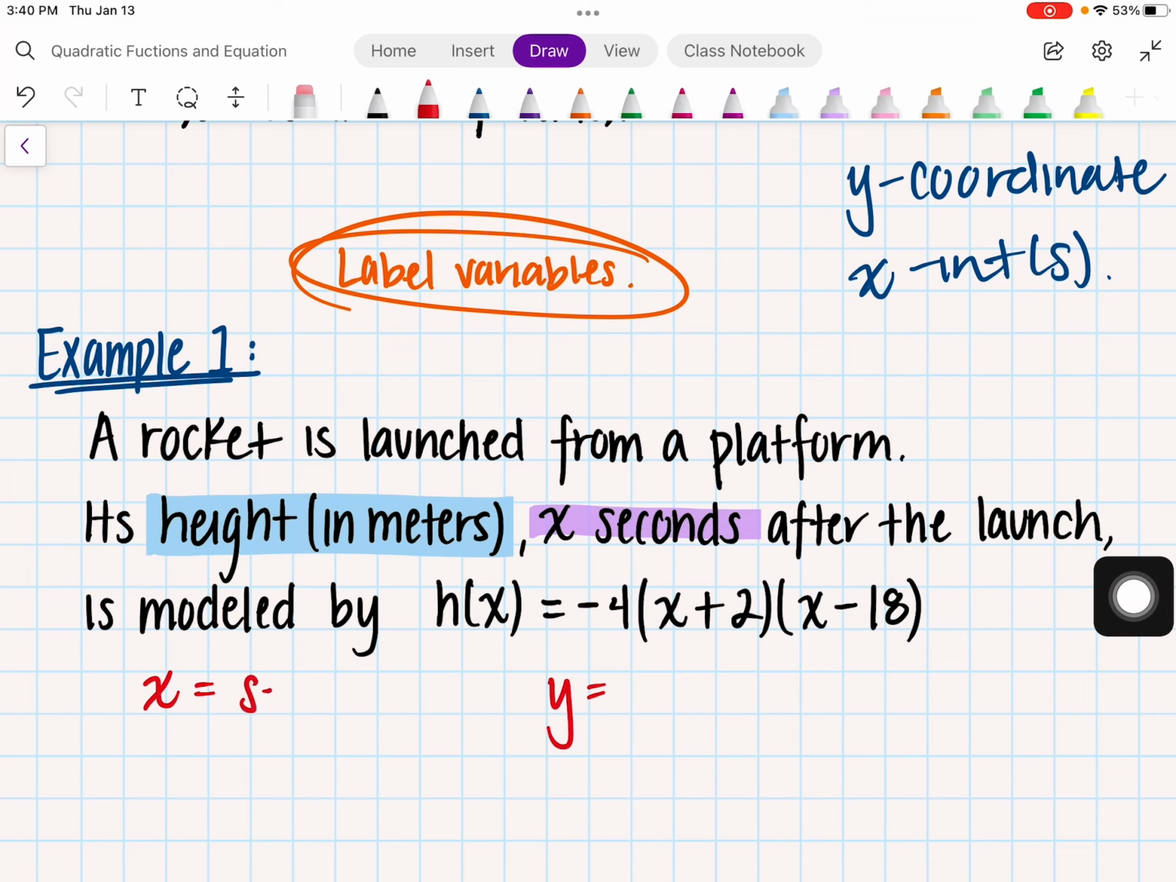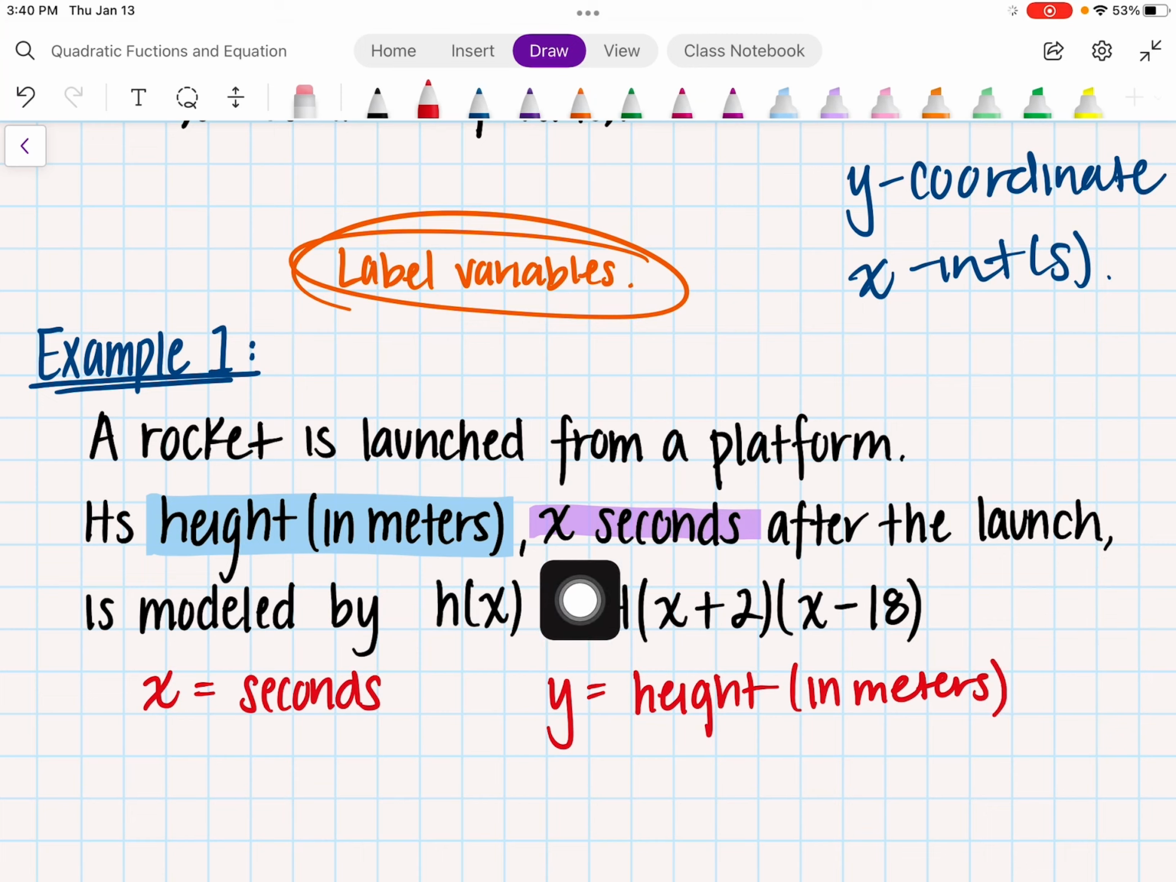In this case, guys, they're actually telling us we have x seconds. So whenever they mention anything about seconds, we know that's representing the x. And that would leave y as the height in meters. Height in meters. All right. Most of the time, they are going to be giving you x seconds or other certain units of measure. But when it comes to identifying whether it's x or y, y is usually the largest unit of measure. X is usually the smallest one.